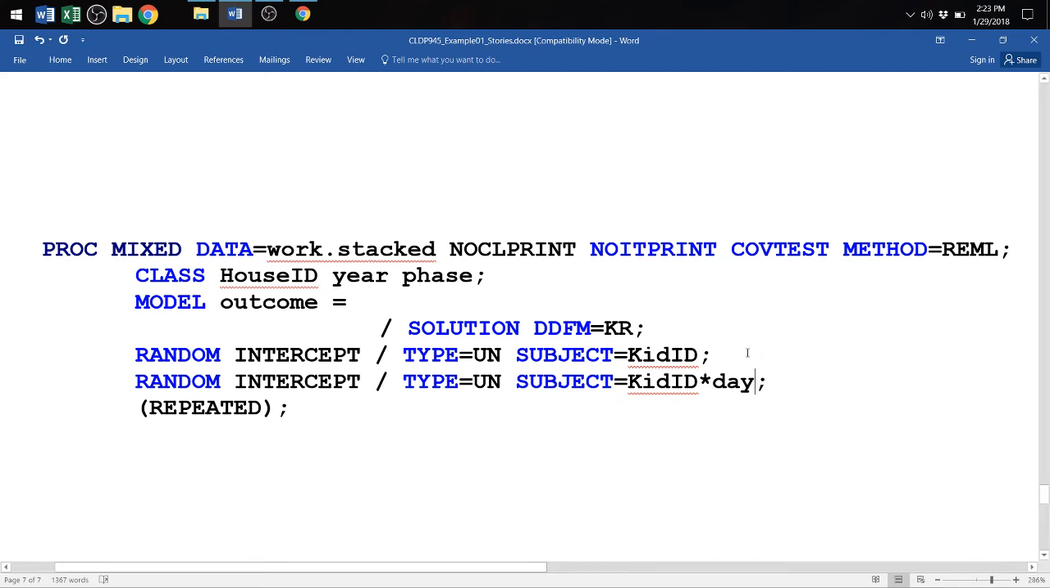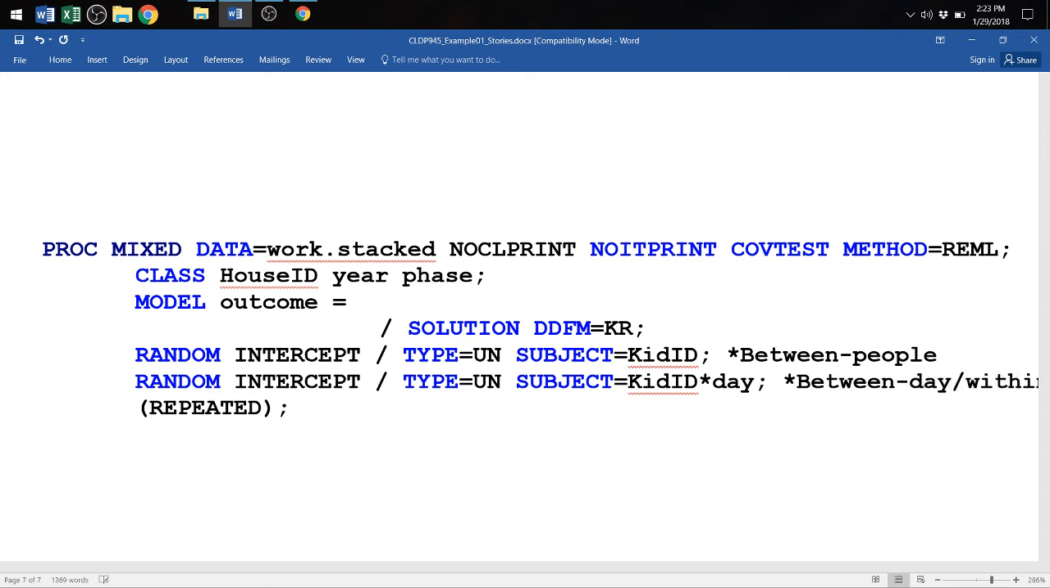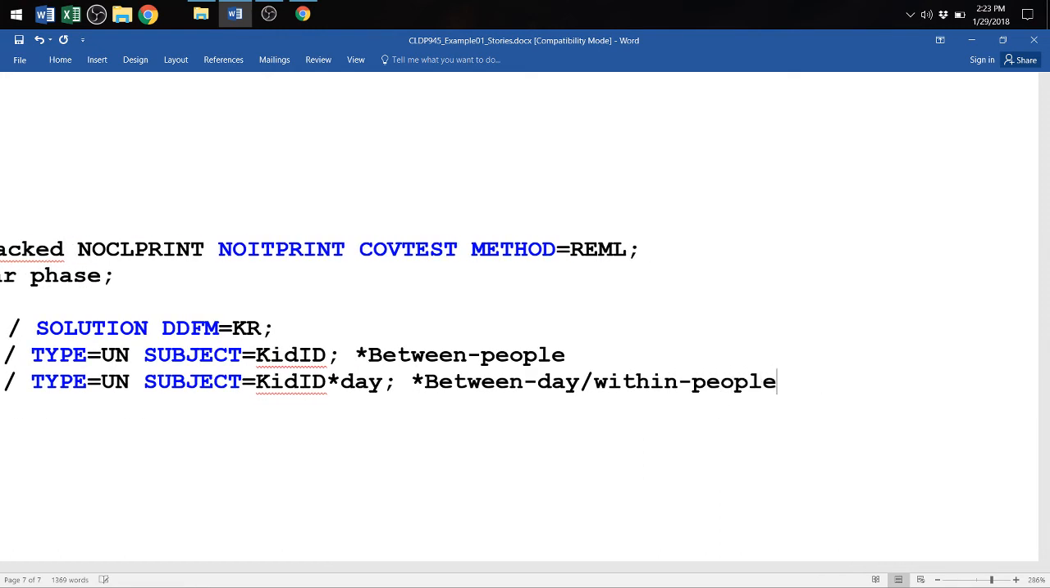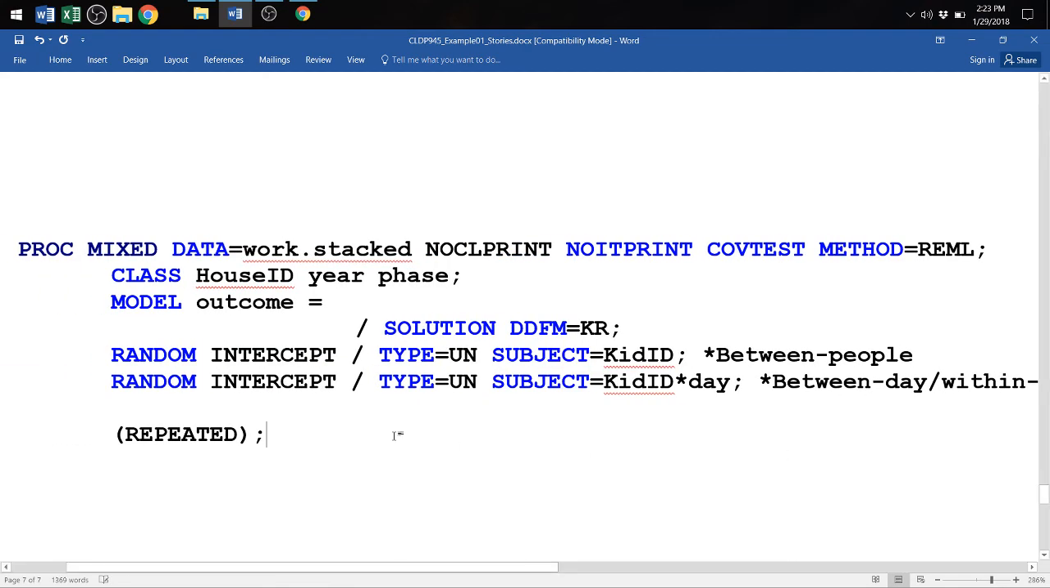So there's 3 kinds, potentially, of variance here. Here's between people. This is going to be either between days or within people. You can think of it either way. And the repeated that's down here, the residual that's left, is within day.